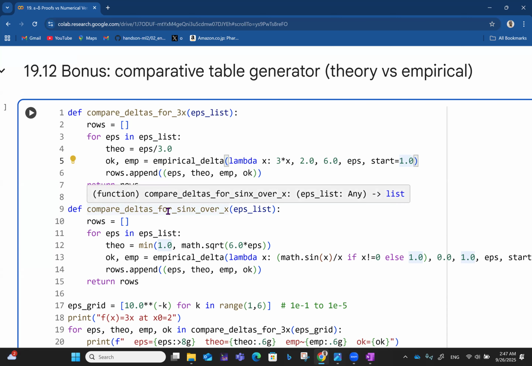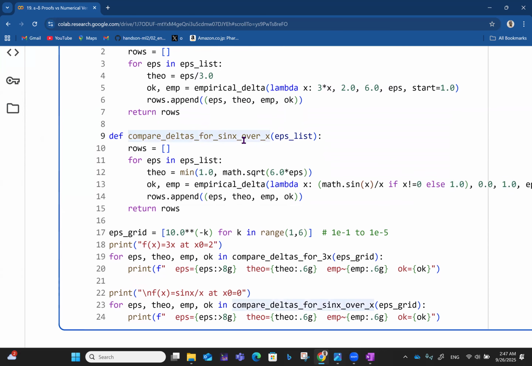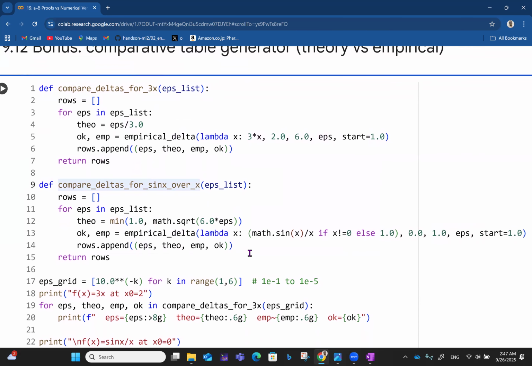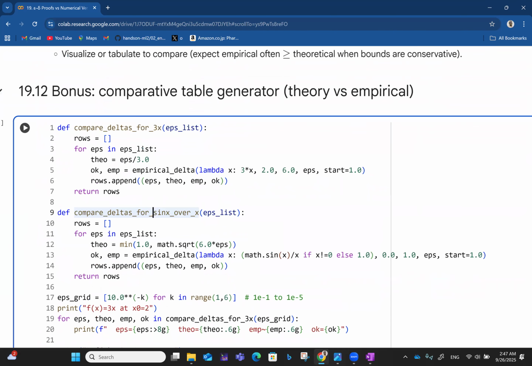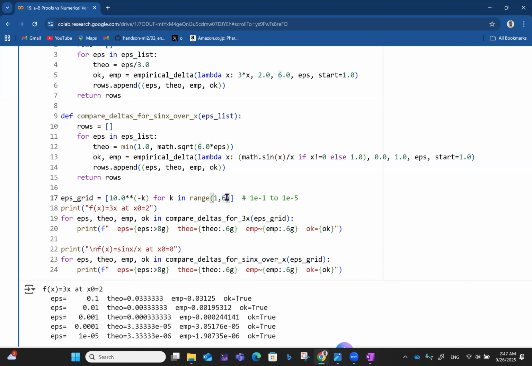Then we also define this compare_deltas for sin x over x, same thing like that with all the necessary values. Okay, and then we have the epsilon grid, 10.0 raised to the power minus k for k in range 1 to 6. That's 10 raised to the power minus 1 to 10 raised to the power minus 5. And then we print f of x. So we run this now and we see the results.